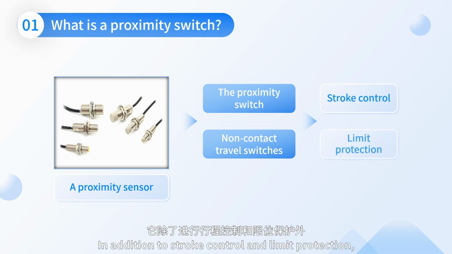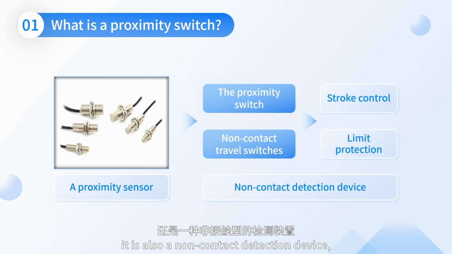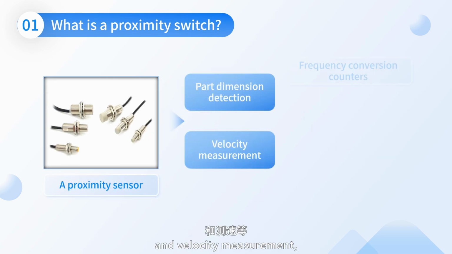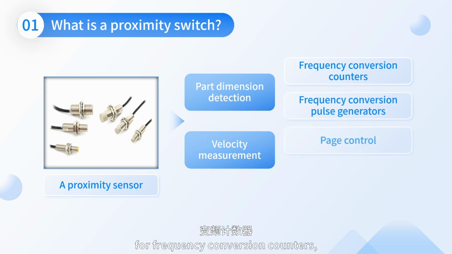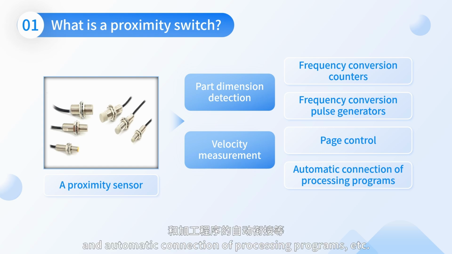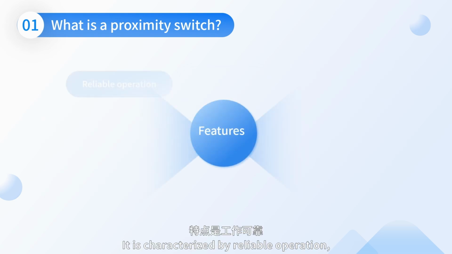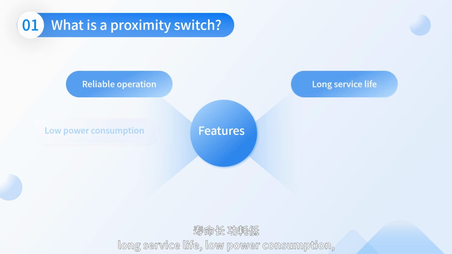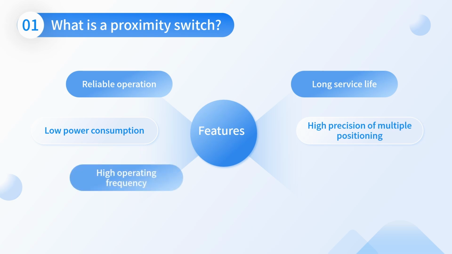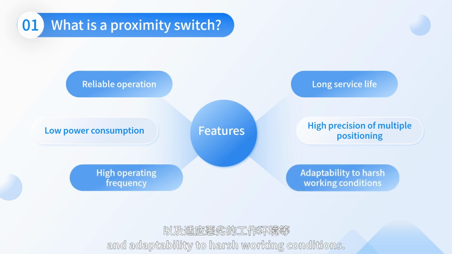In addition to stroke control and limit protection, it is also a non-contact detection device, which is used for part dimension detection and velocity measurement, and can also be used for frequency conversion counters, frequency conversion pulse generators, page control, and automatic connection of processing programs, etc. It is characterized by reliable operation, long service life, low power consumption, high precision of multiple positioning, high operating frequency, and adaptability to harsh working conditions.